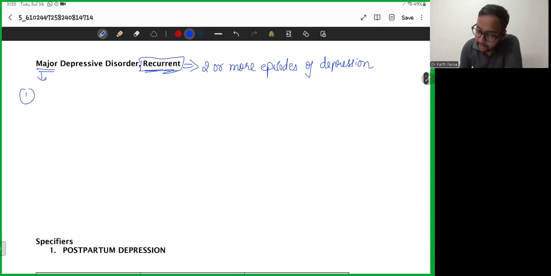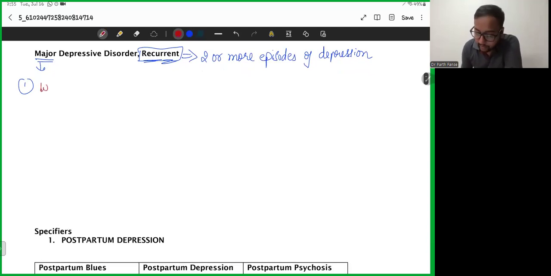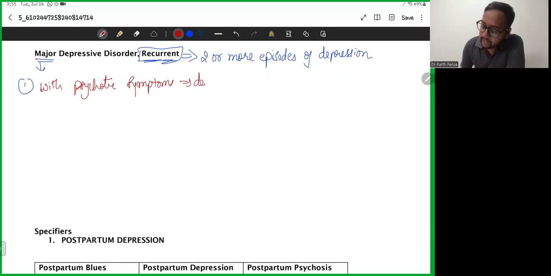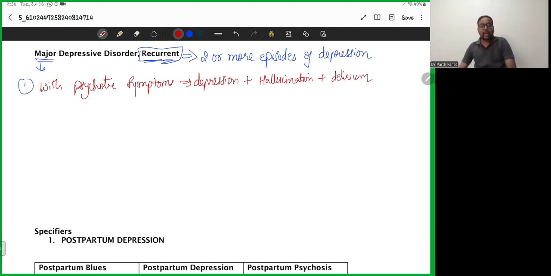How can you specify that a person is suffering from major depressive disorder, recurrent? We can mention it by the first one, that is with psychotic symptoms. A person will be suffering from psychotic symptoms. What sort of psychotic symptoms can you see? A person can have delusion, hallucination, and delirium. These are the psychotic symptoms we can see in recurrent depressive disorders.